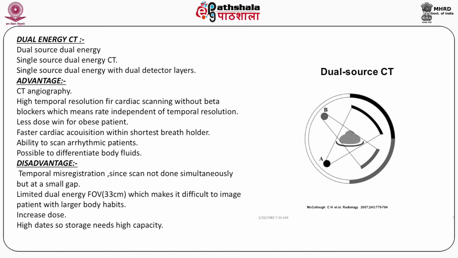and it is possible to differentiate body fluid. But the disadvantage is temporal misregistration, since the scan is not done simultaneously but with a small gap. There is limited dual energy field of view, like 33 centimeters, which makes it difficult to image patients with a larger body, and moreover doses are slightly more as compared to single slice CT scanner.